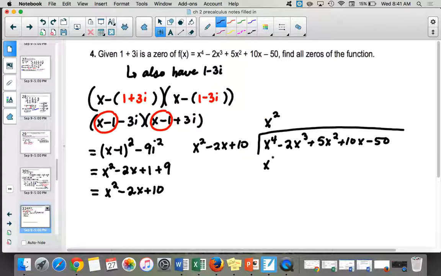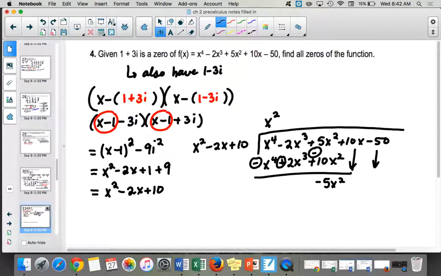So we get x to the 4th minus 2x cubed plus 10x squared. Draw the line, change the signs. Add straight down. X to the 4ths go away, x to the 3rds go away, and then we have negative 5x squared. And in this case, we drop 2 terms. Does that make sense? Because the next line, we're going to have 3 terms.